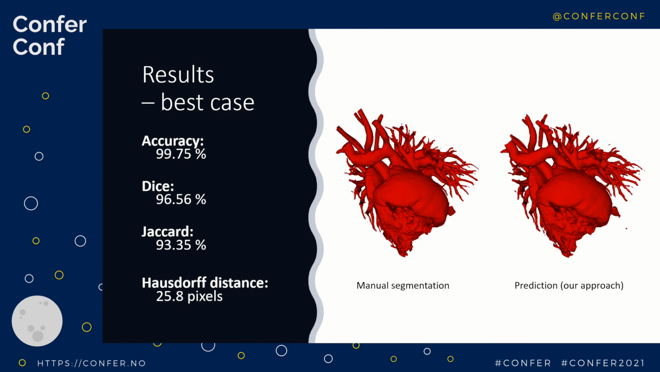Next, we reconstructed a 3D model by applying the network to each slice individually and stacking the results. This is the volume for which we achieved the best results, and you can see that visually there is little to distinguish between the manually labeled segmentation and our prediction. It is also worth mentioning that no post-processing was applied here, so this is directly the output of the network.